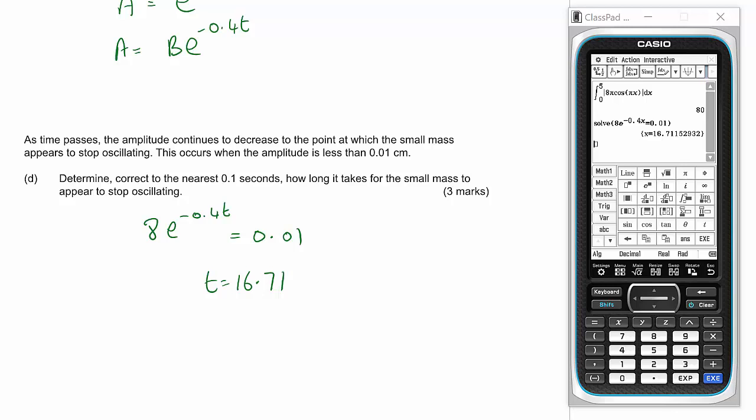Now we're asked to give this to 1 decimal place, but this is important. If we round that to 16.7, it won't have reached here, so it will still appear to move. So we're going to say t equals 16.8 seconds to appear to stop moving.